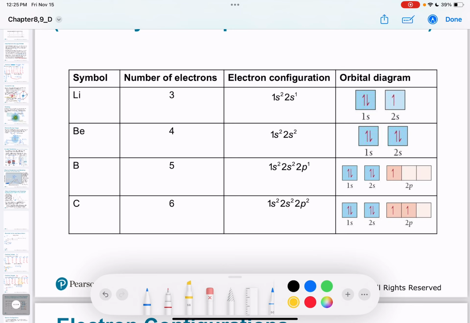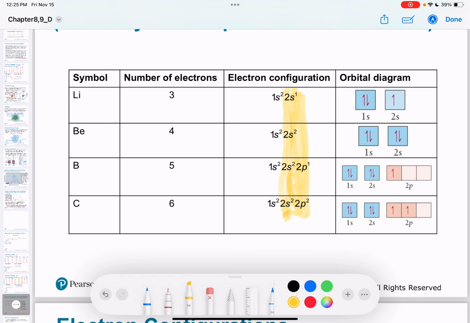And a couple things I want you to notice. They're in the second row of the periodic table. And so their valence shell, or the shell with the outermost electrons, the highest energy electrons, those are all at n equals 2. Okay, so that's one thing that they share.